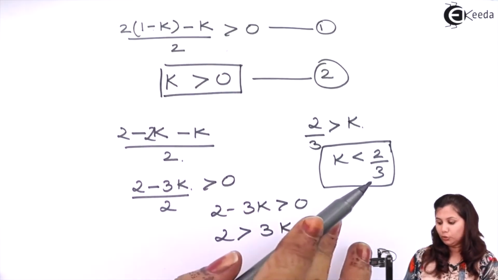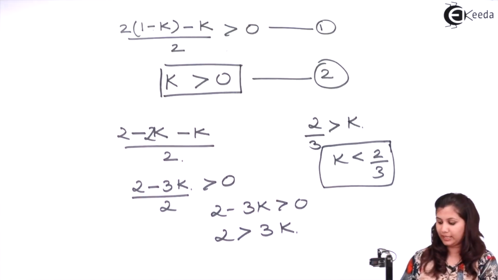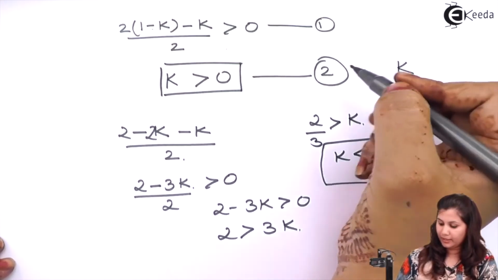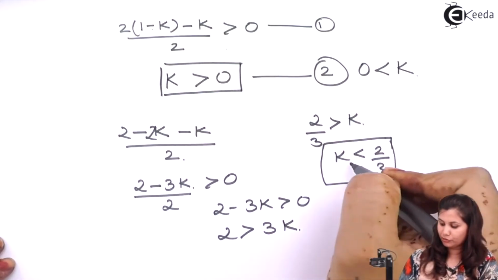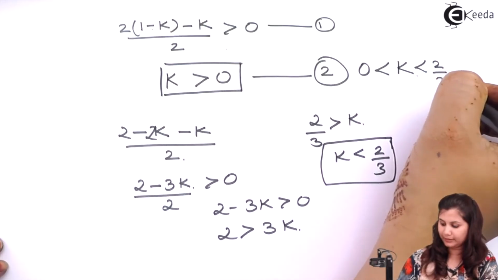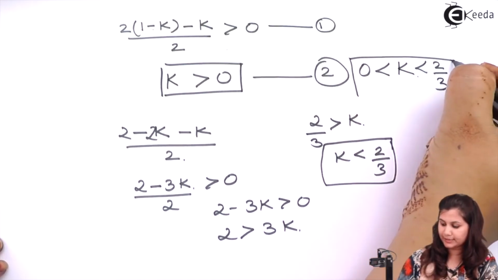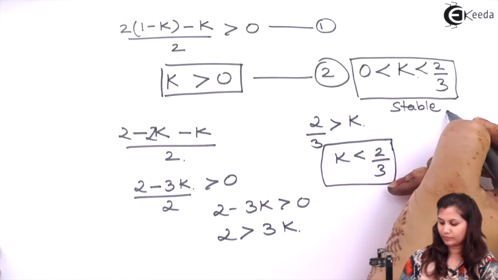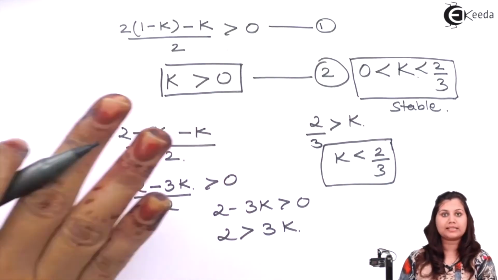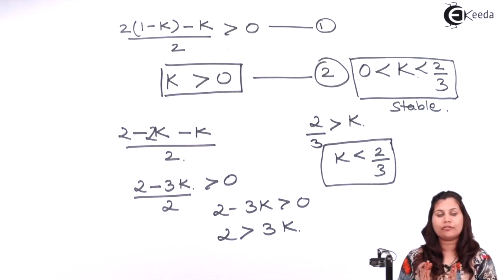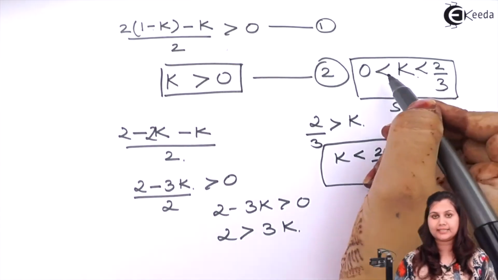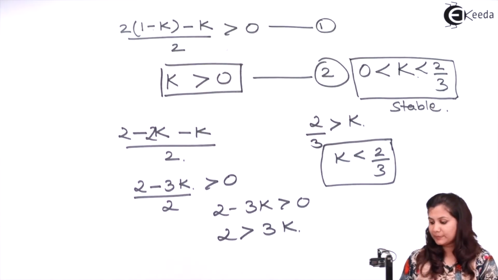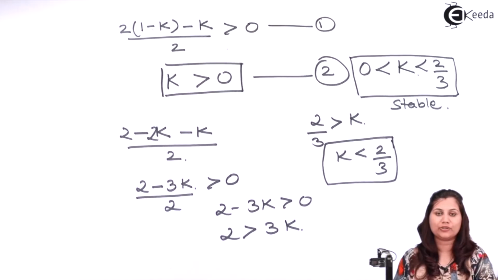So we have obtained two ranges of this K. That is, K should be greater than 0 and it should be less than 2 by 3 for this system to be stable. That means this system is stable for the range of values of K greater than 0 and less than 2 by 3. So we have solved this problem. I hope this problem is clear to you. Thank you.